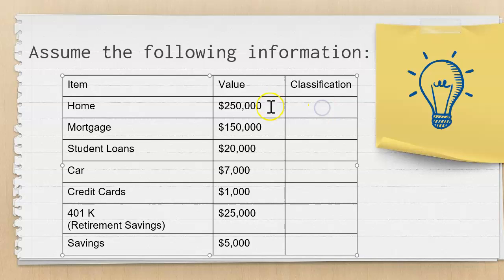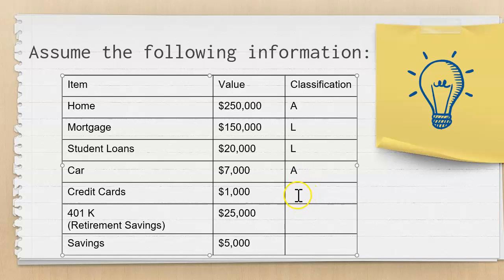So a home is $250,000, and that is an asset. Mortgage is money that we owe on our home, so that is going to be a liability. You should be filling this in with me as I go along. Student loans are debts, so they are also liabilities. The car is something of value we have, so that is an asset.